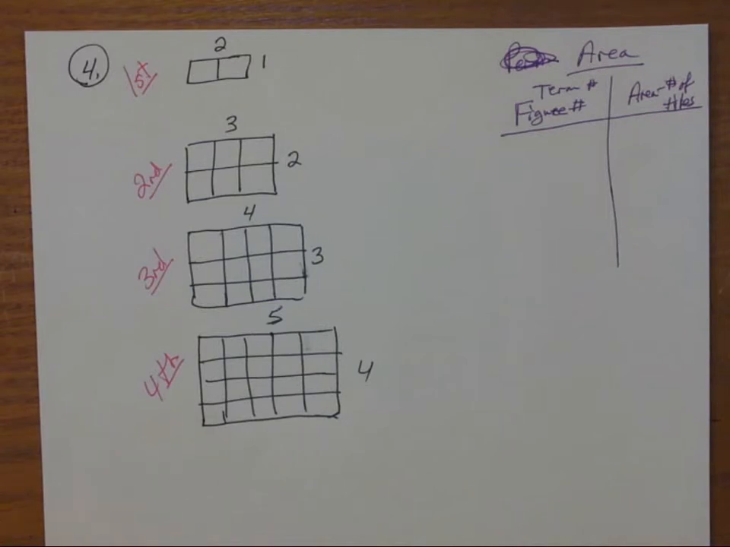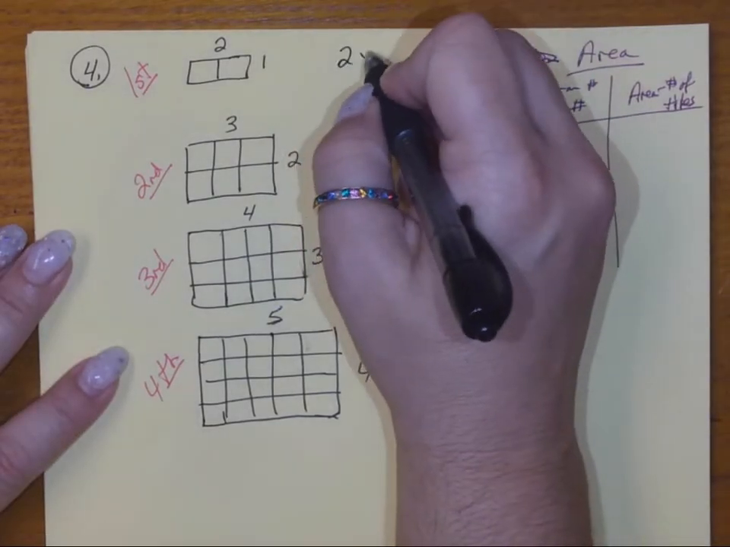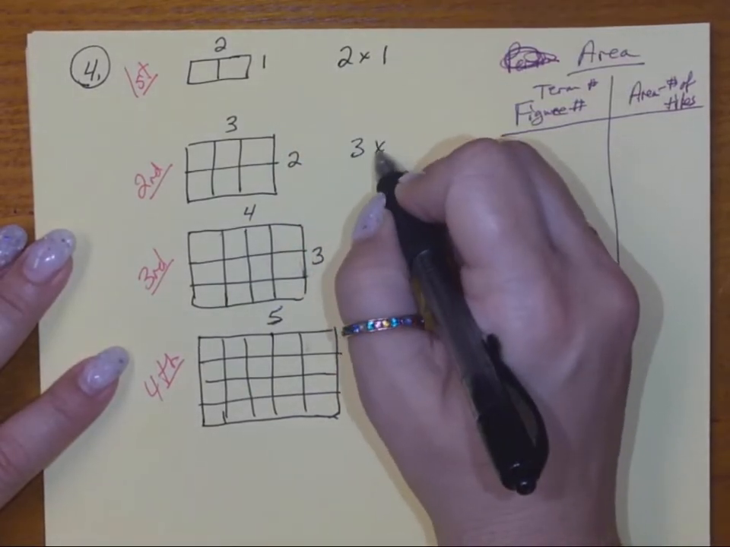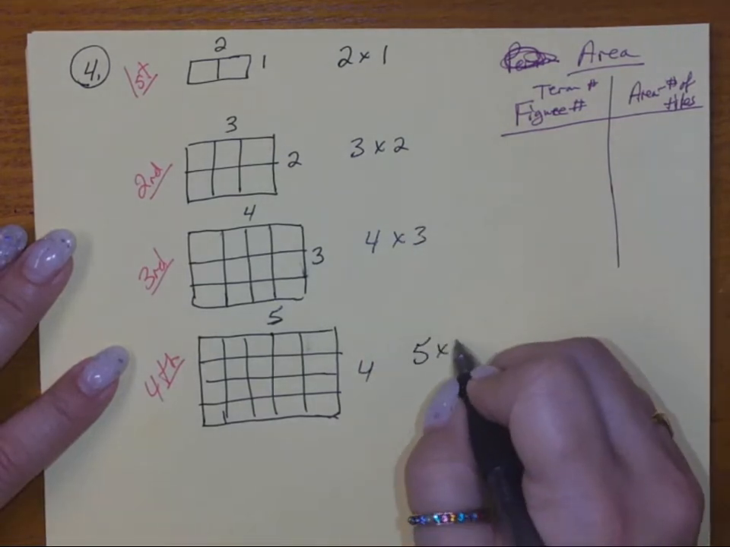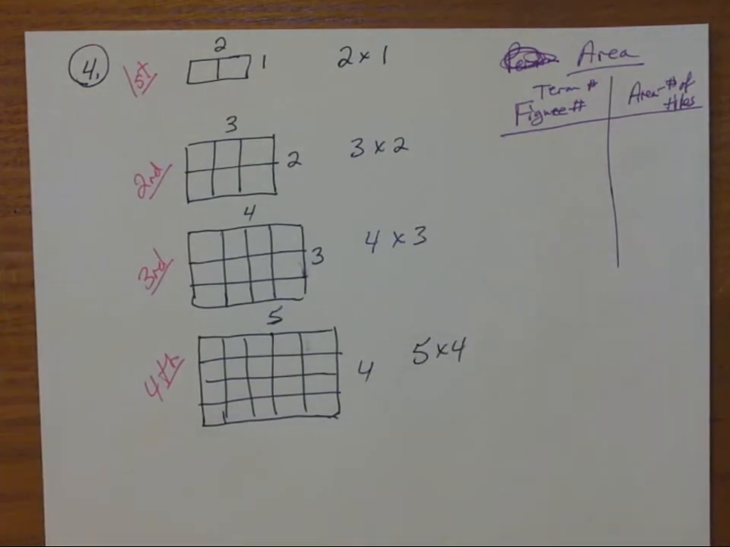So for that, what are we doing? And I want to actually do the process here. So remembering that area is length times width. This guy is a 2 by 1. This guy is a 3 times 2. This guy is a 4 times 3. This guy is a 5 times 4. And I want to compare those as best I can to stuff we know.